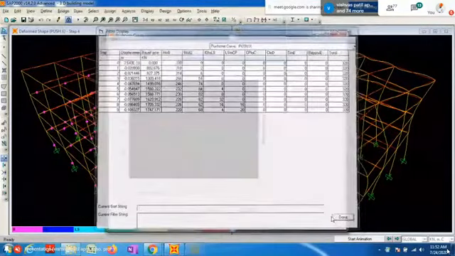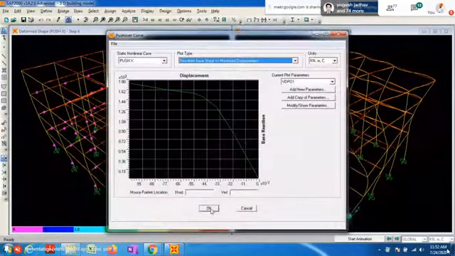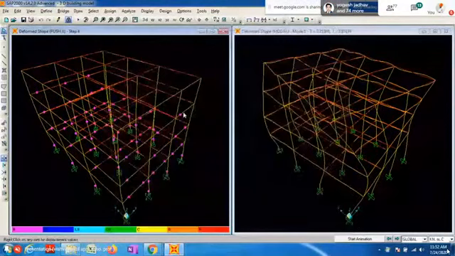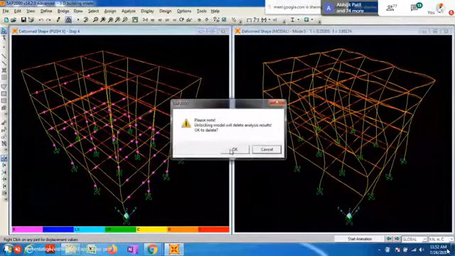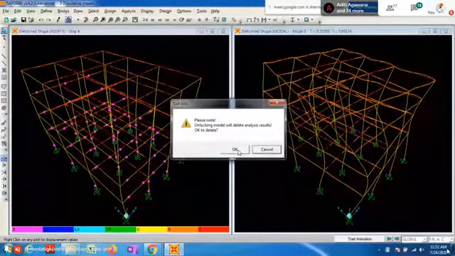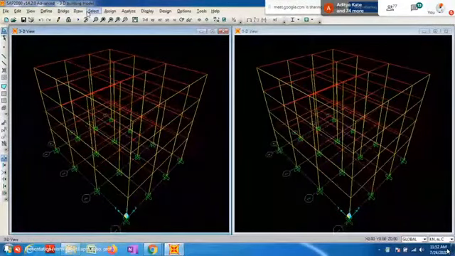Okay, so this is about this. Since there are only 10 minutes of time, I will just show the next load case, the time history. So I will close the pushover. In the next 10 minutes I will show how to perform the time history.